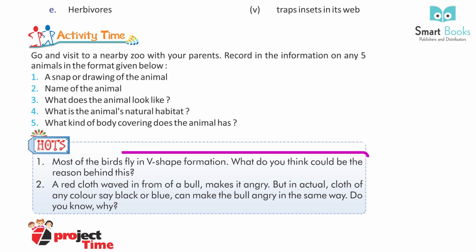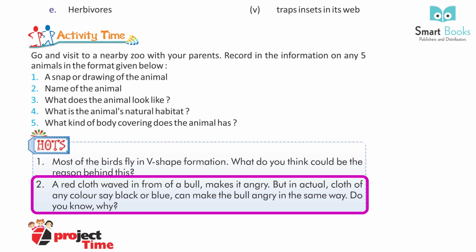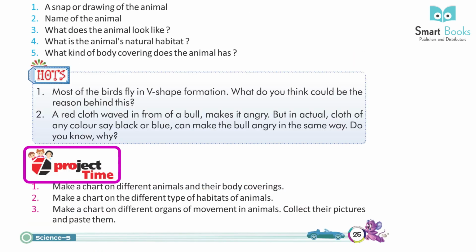Horns. 1. Most of the birds fly in a V-shaped formation. What do you think could be the reason behind this? 2. A red cloth waved in front of a bull makes it angry, but in actual fact cloth of any color, say black or blue, can make the bull angry in the same way. Do you know why?